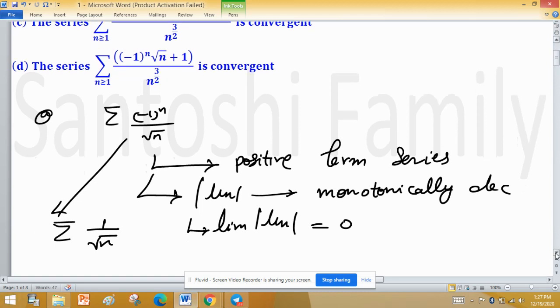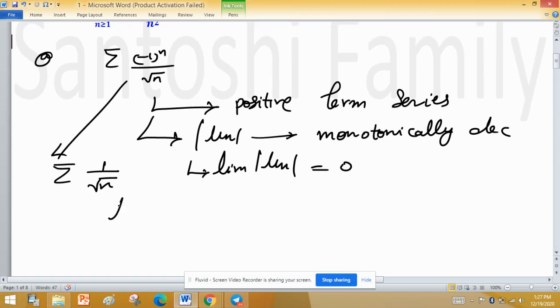After making it a positive term series, this is summation 1 upon root n, and the limit of 1 upon root n is also 0, and this is monotonically decreasing. Both conditions of the Leibniz test are fulfilled. So by the Leibniz test, this is a convergent series.